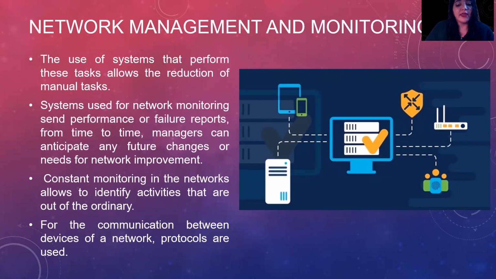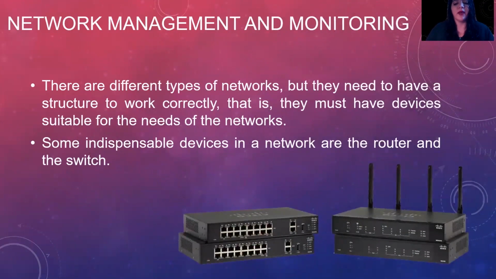in the network. For the communication between devices of a network, protocols are used, which are a set of instructions or rules to follow, and without these protocols, there is no communication in the network. There are different types of networks, but they need to have an infrastructure to work correctly. That is, they must have devices suitable for the needs of the network. Some indispensable devices in a network are the router that allows the interconnection of LAN networks, WAN, etc., and the switch, whose main purpose is to connect different devices with itself in a LAN network.